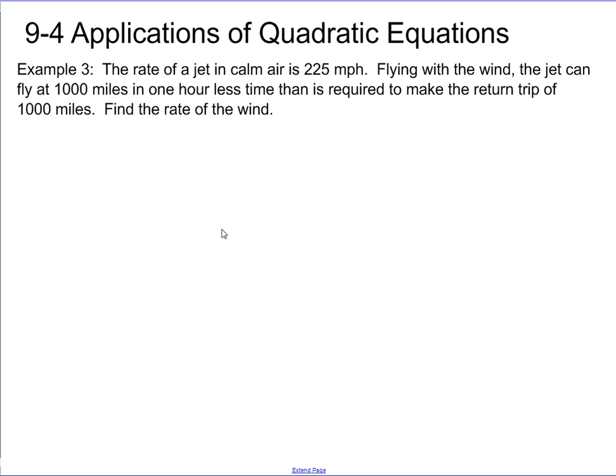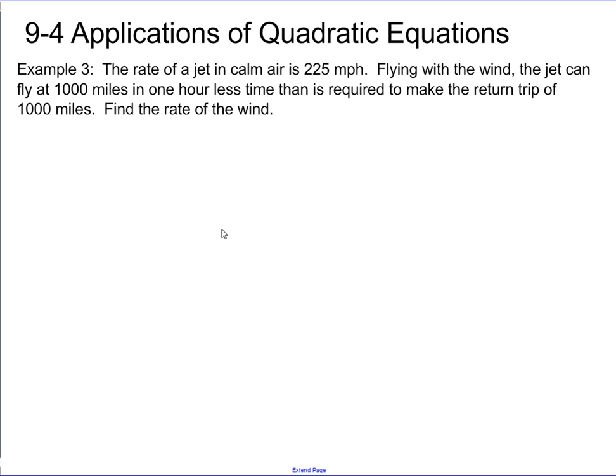Welcome back. Let's do one more example right here for section 9.4. This one is a distance, rate, time kind of problem. And we're told in this problem that the rate of a jet in calm air is 225 miles per hour. We say flying with the wind, the jet can fly 1,000 miles in 1 hour less time than it is required for it to make the return trip of 1,000 miles. So let's find the rate of the wind.